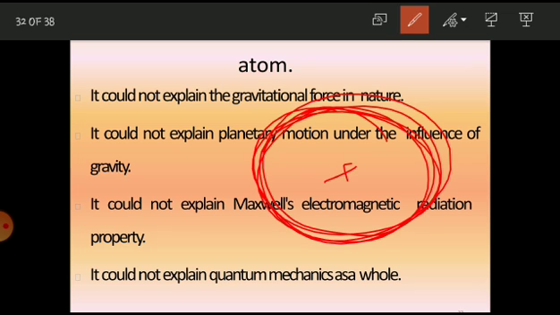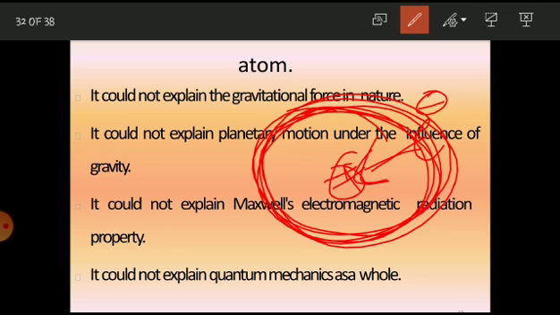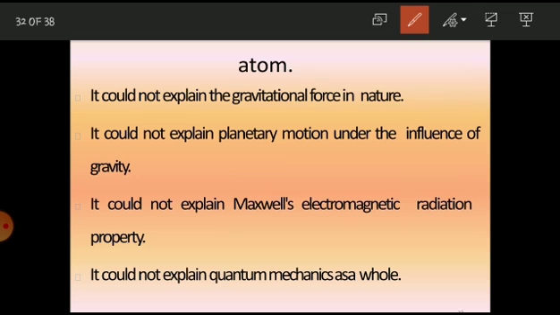Those paths are what? Orbits. So this planetary motion he could not explain why it is so. Why does the electron not fall into the nucleus? Because this is a positive charge and this is a negative charge, so attraction should be there and the electron should fall into the nucleus. But he said that electrons are revolving in a planetary motion. Fine. So he could not explain this also.